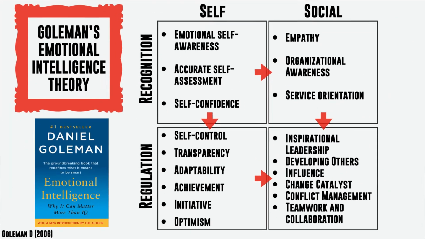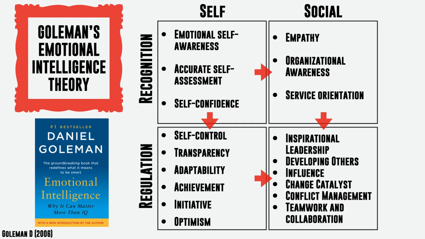Now, let's circle back and talk about those 4 domains again: self-awareness, self-management, social awareness, and relationship management. As you can see, there are some examples of what falls into each box and how they interplay with each other. I highly, highly recommend, if you have the chance, to read Daniel Goleman's book, Emotional Intelligence: Why It Can Matter More Than IQ.